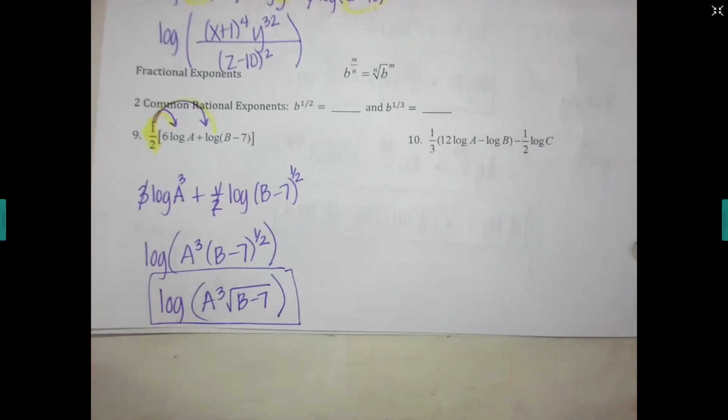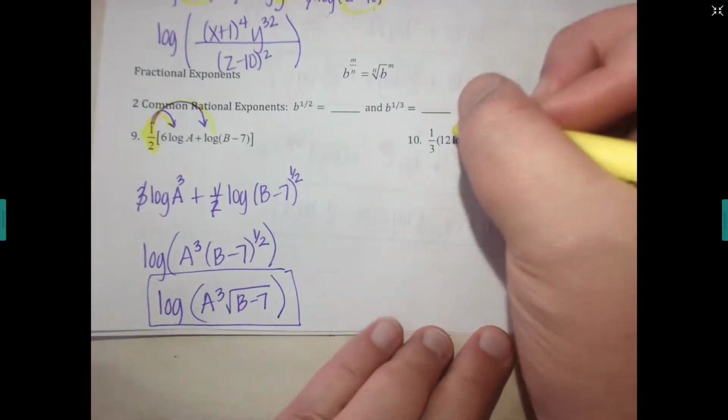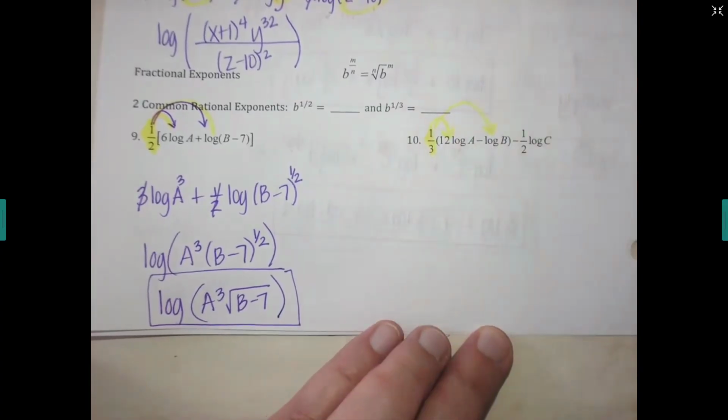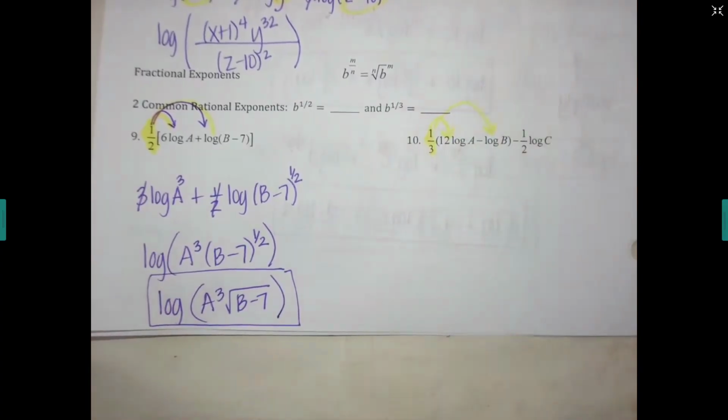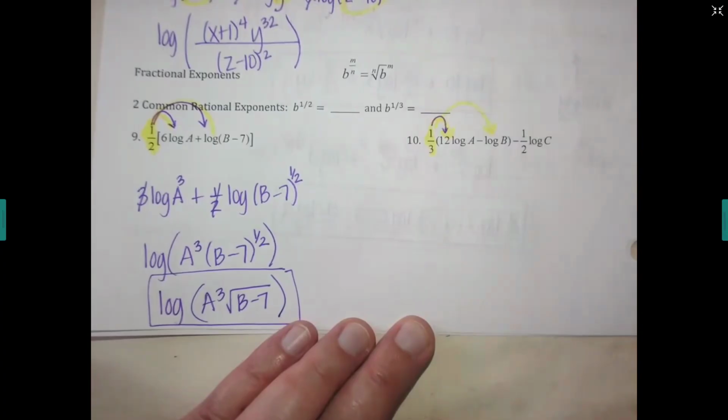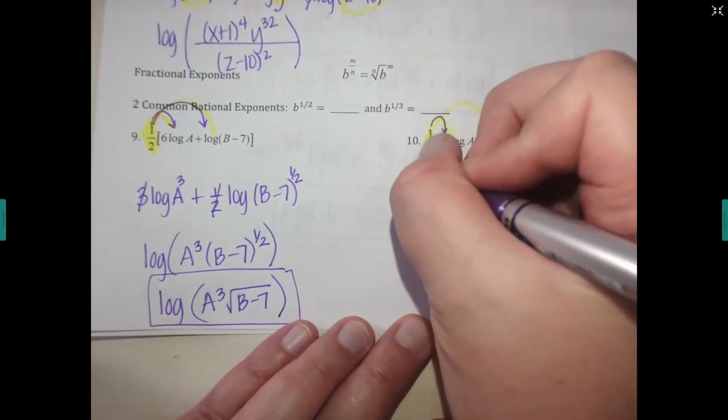All right, last one, number 10. I have a number outside of a parentheses. That means I need to distribute that number into both of the numbers in the parentheses. A half means divide by 2. What does a third mean? So if I do a third on a 12, what is that now? 4 log A.